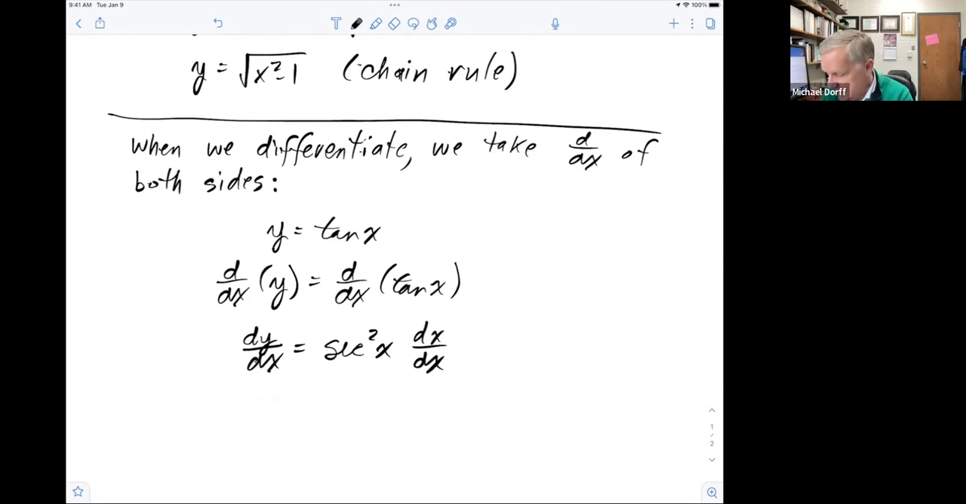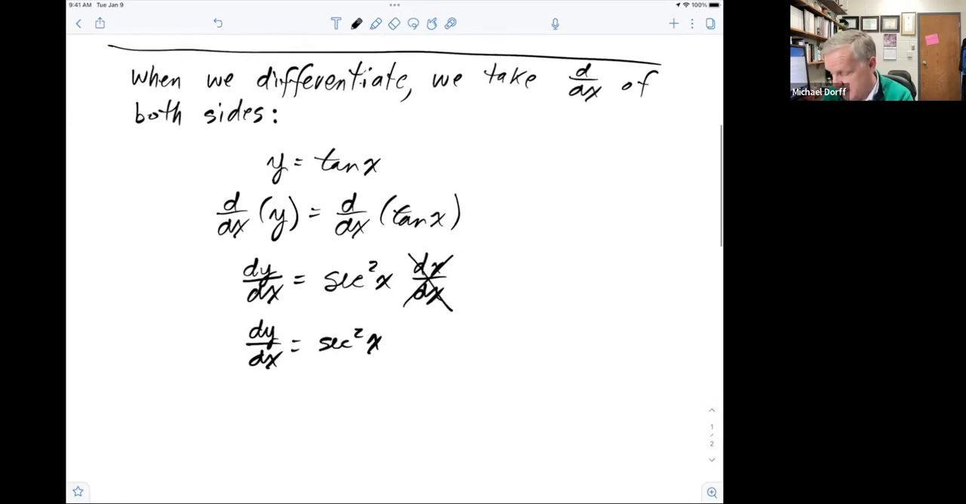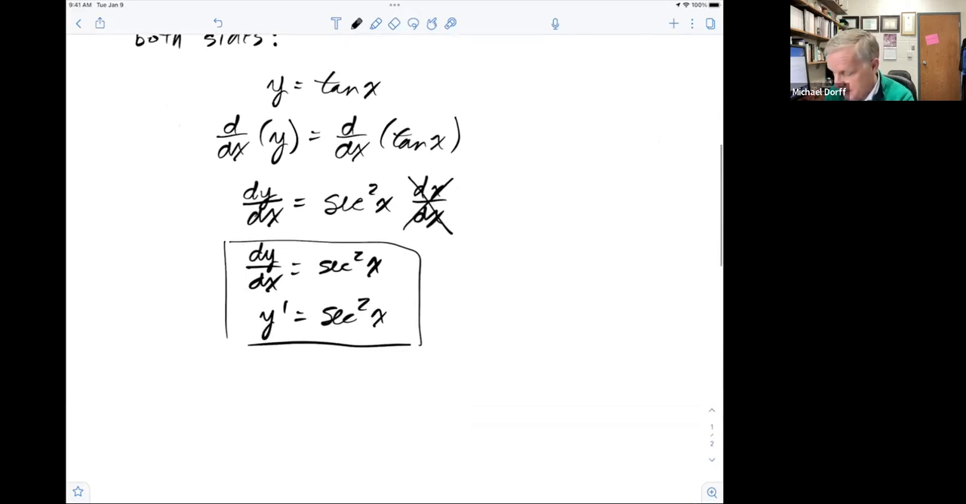Now, we don't usually write this down, because you can almost think of that as 1. Dx over dx is like 1. So we usually just write dy dx equals secant squared x for the derivative of tangent x, or we write that as y prime equals secant squared x. Either of those are correct. So that's what we've been doing so far.